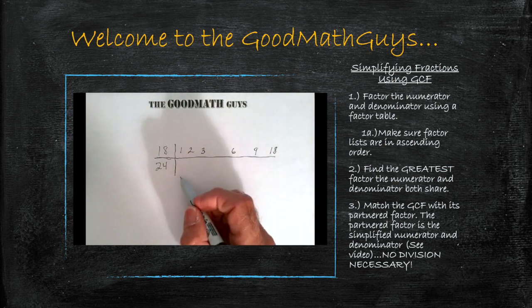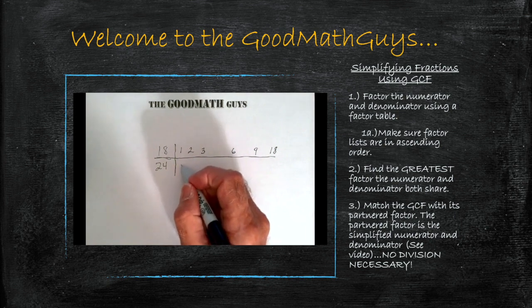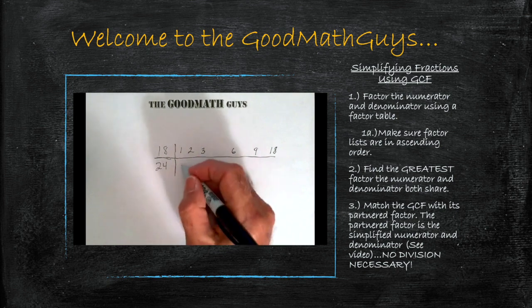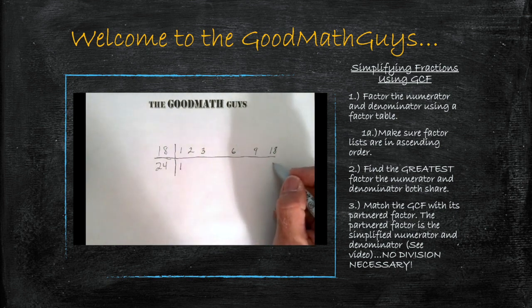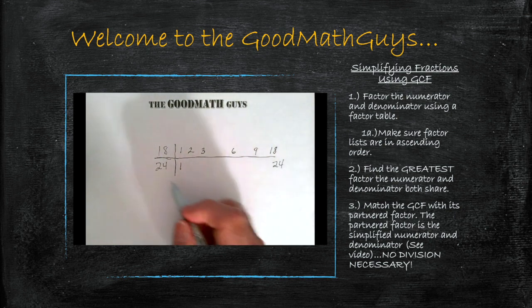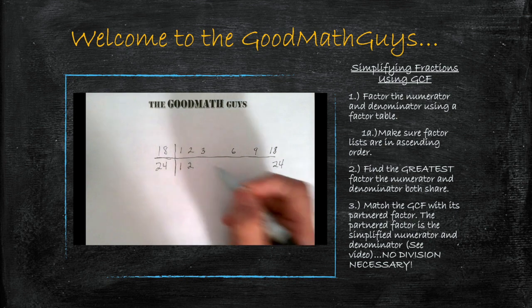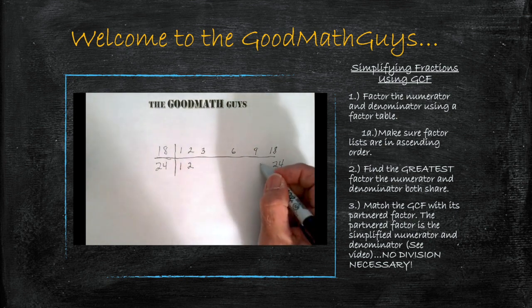We're going to go down here now and do the same thing for the 24. Again, I'll start with the identity property. It gives me the greatest and it gives me the least. So it would be 1 and 24. If there are any others, it's going to fall somewhere in between. We know 24 is even, so 2 is going to be a factor. 2 times something is 24. That's going to be 12.